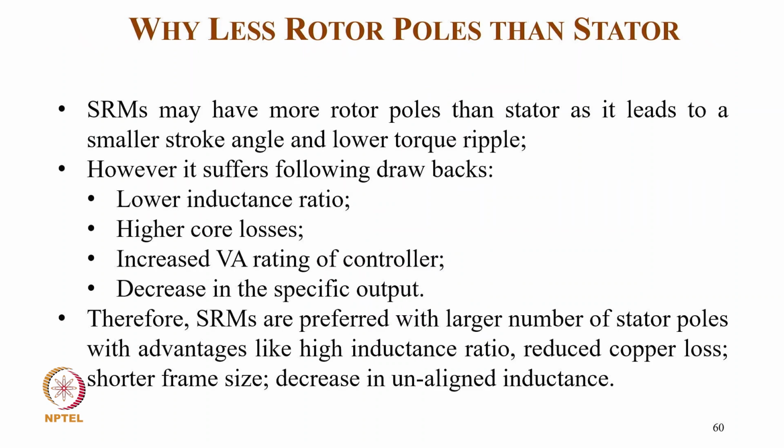So why do we generally have fewer rotor poles than stator poles? Sometimes it may even be different, but there are reasons. An SRM may have more rotor poles than stator poles, as this leads to a smaller stroke angle and lower torque ripple. However, it suffers from the following drawbacks: lower inductance ratio, higher core losses, increased speed rating of the controller, and a decrease in specific output. Therefore, SRMs are preferred with a large number of stator poles, with advantages like high inductance ratio, reduced copper loss, shorter frame size, and a decrease in unaligned inductance.